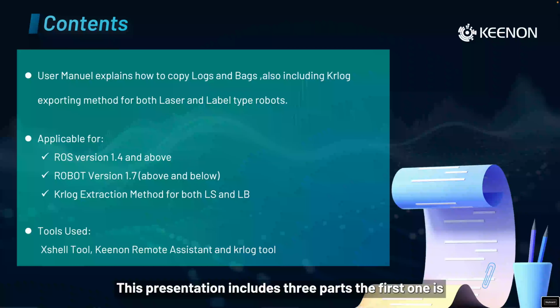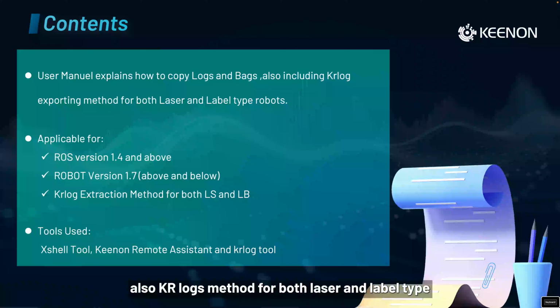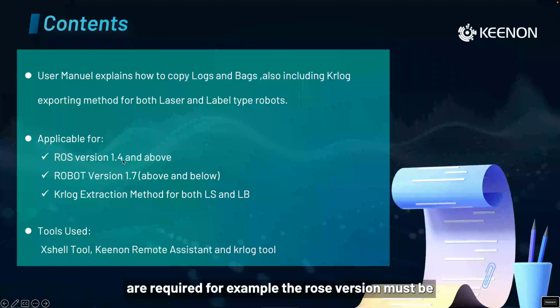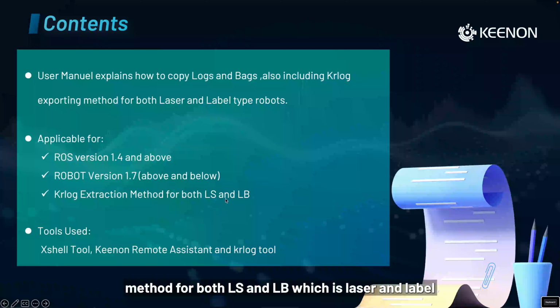The first one is user manual, how to copy logs, bags, and also Krlog method for both laser and Lable type. And some compatibilities are required. For example, the ROS version must be 1.4 or above. The robot version, which is the Lable type operating system, must be 1.7 or above. And for the Krlog method for both LS and LV, which is laser and Lable.